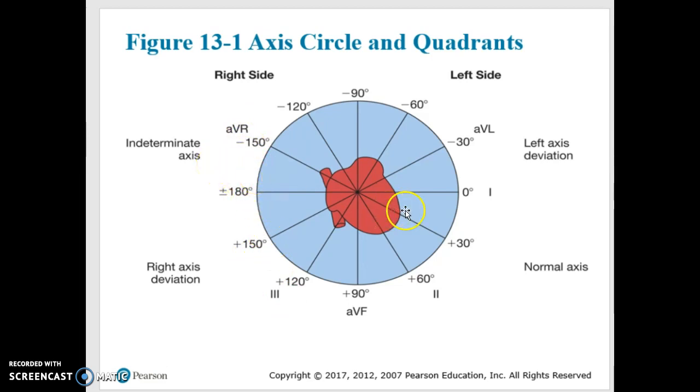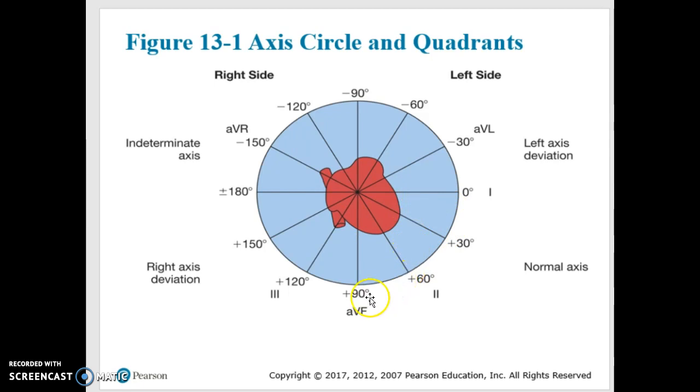You're going to see the left axis deviation that is labeled here. The left axis deviation represents this piece of the pie from here around. So this would be left axis deviation. Anything occurring in this area would be left axis deviation. When we talk about the normal axis, we're going to look from lead 1 down to AVF. Anything in this region would be normal axis.